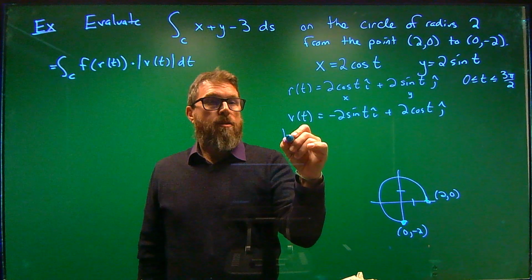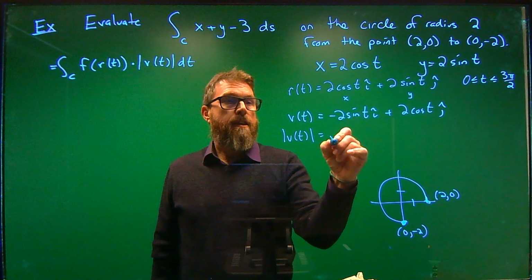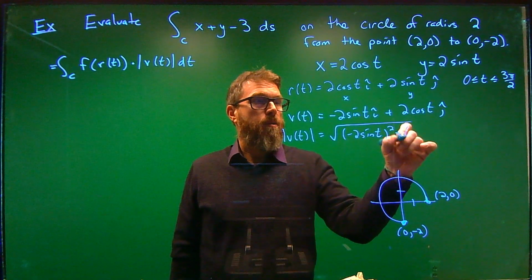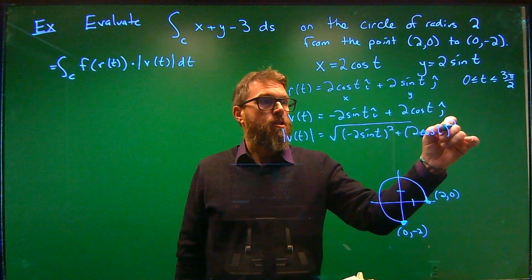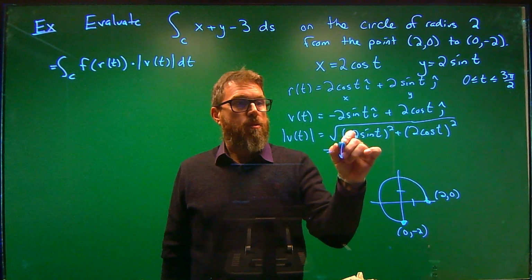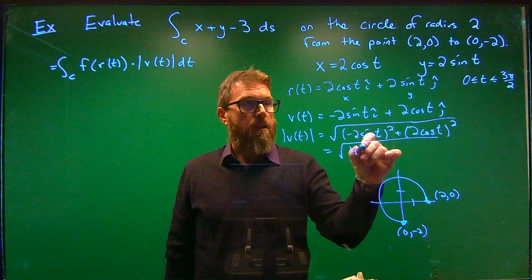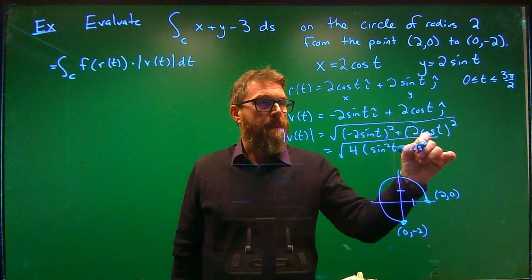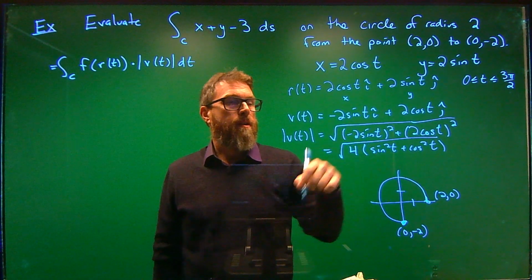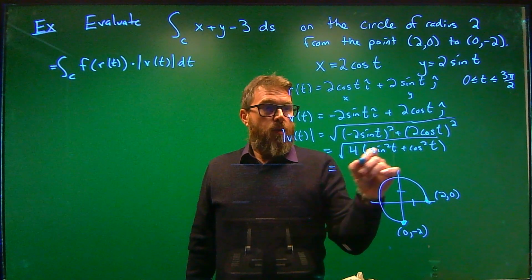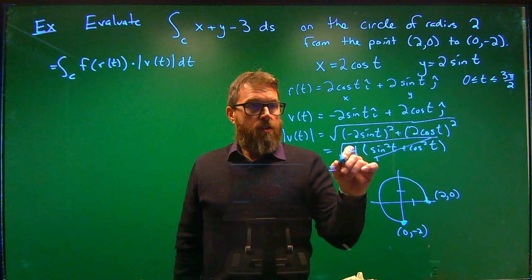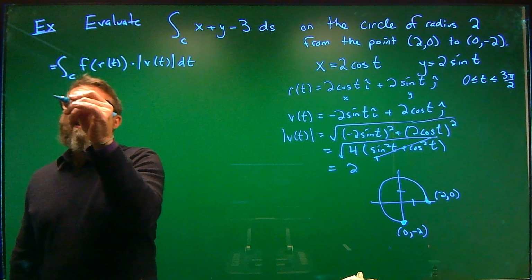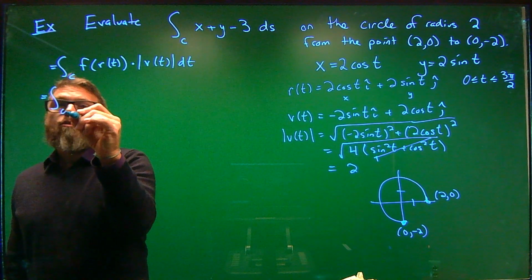And then the magnitude of this is going to be the square root of the sum of the squares of its components. So 2 sine t squared plus 2 cosine t squared. This is going to be equal to the square root of 4 times sine squared t plus cosine squared t when you're done squaring. And we know that's the Pythagorean identity, which is going to be 1. So the square root of 4 is equal to 2. So filling this out, we know that this is going to be the integral, well, it goes from 0 to 3 pi over 2.